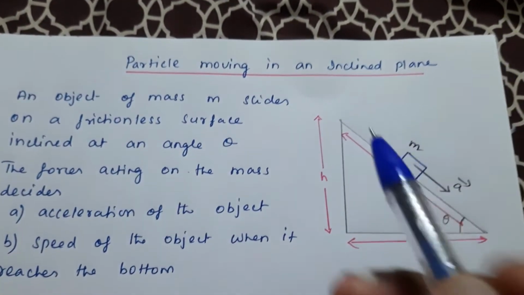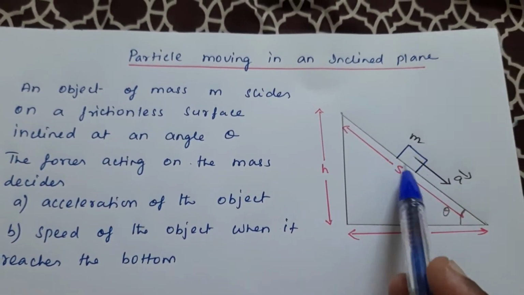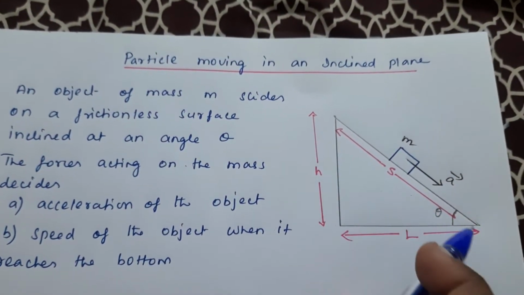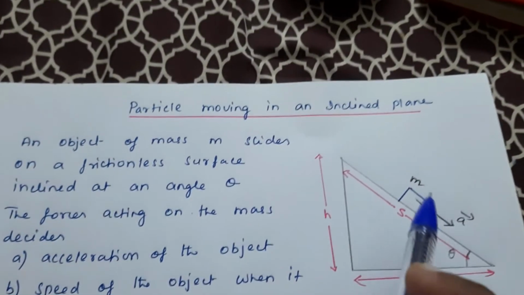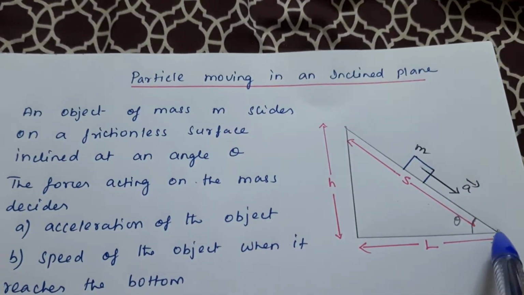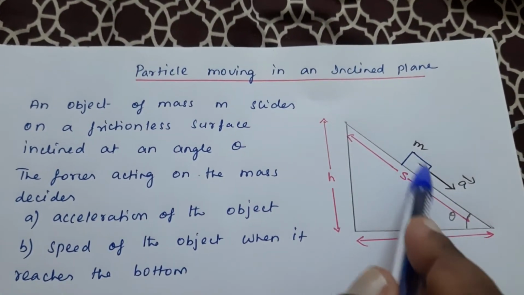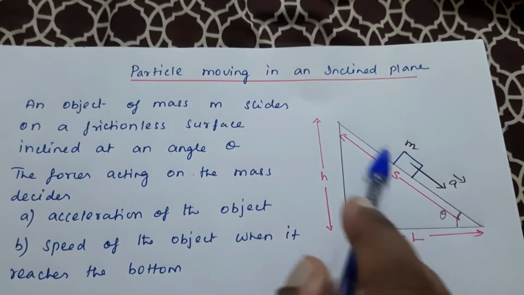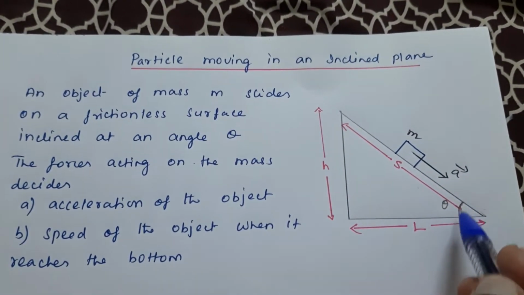Particle moving in an inclined plane. Now, an object of mass m slides on a frictionless surface inclined at an angle theta. Okay, this is a frictionless surface. An object is sliding on this frictionless surface. This is inclined with an angle theta.